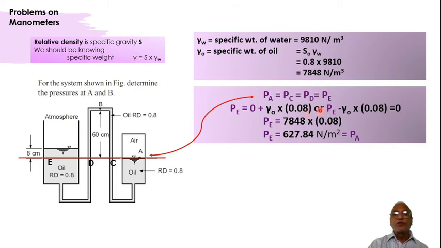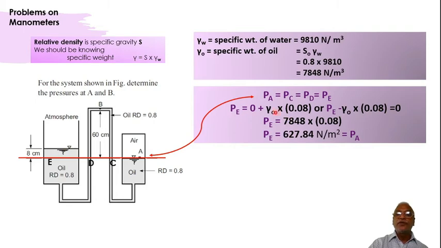Or there is one more way of doing the same thing. Now if I start writing at this level PE, I have written that way, PE, and then when I go up, it will be subtracted, so minus gamma of oil multiplied by 0.08, and that should be equal to, when I reach here, the pressure has to be equal to 0.